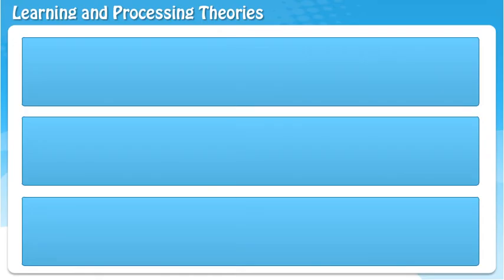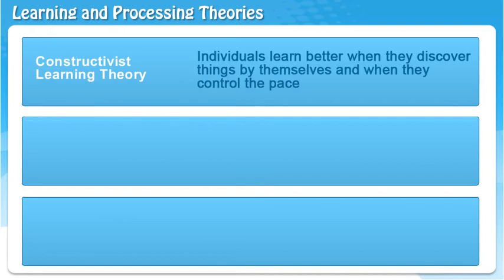In the readings, I learned about two theories. One was a learning theory and the other one was about how the human brain processes information. Without going very in-depth at all, let me just take a moment to present them to you. First, you have the constructivist learning theory. This theory states that individuals are assumed to learn better when they discover things by themselves and when they control the pace of learning. And here's the second theory.